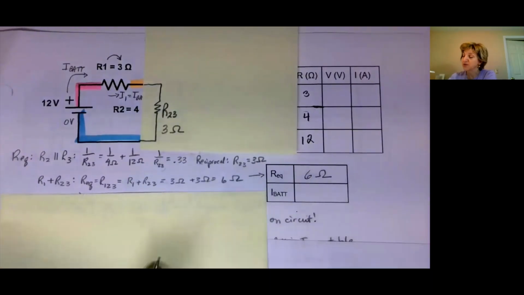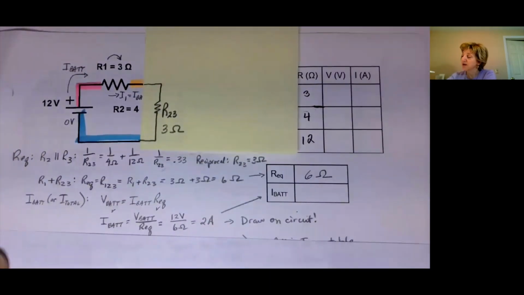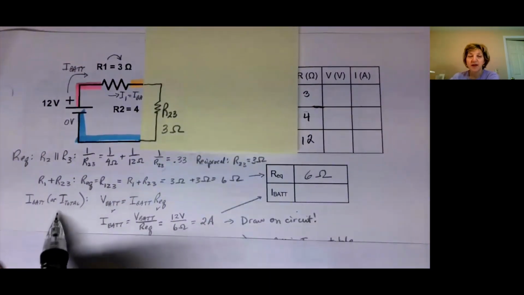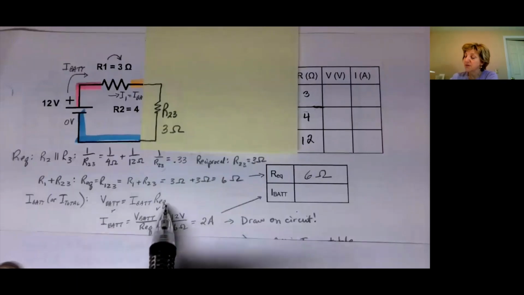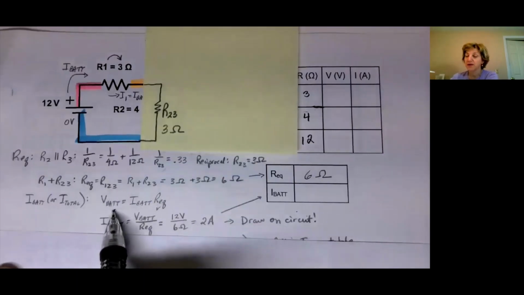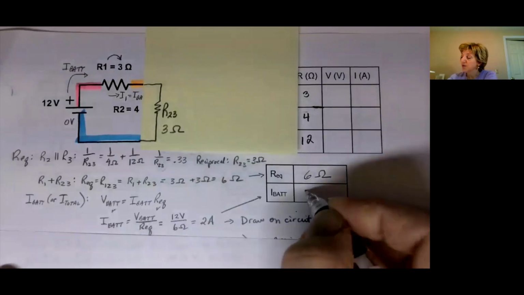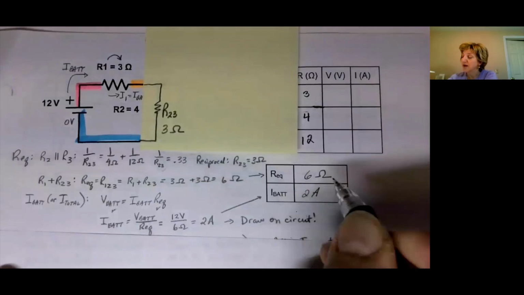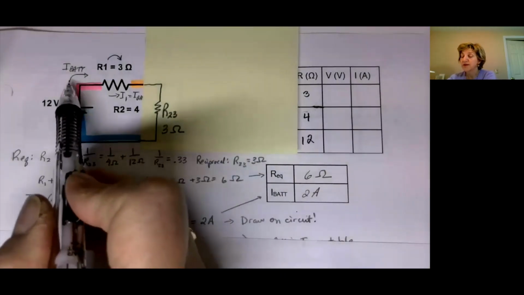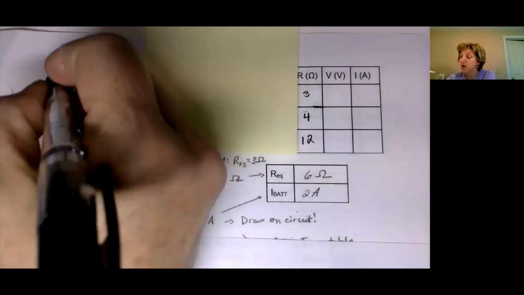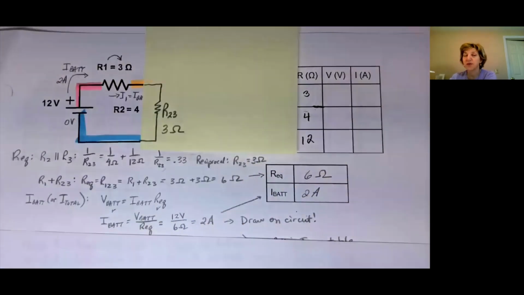Now what should we do? Well, we've got to get our I total, I battery. So let's start with that calculation. I battery, or I total, is part of the Ohm's law equation that's going to include the voltage of the battery, the current of the battery, and REQ. And when we do that math, we'll get 2 amperes. We're going to put that right here. We've drawn this I battery. We know that it is 2 amperes.